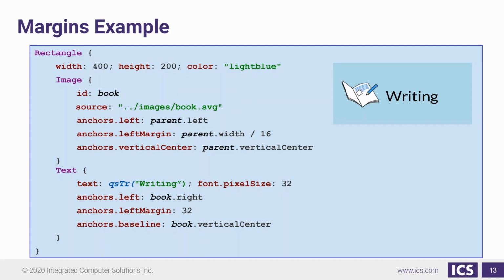Here's another example. We're anchoring our image's left anchor to the parent's left anchor and assigning a little bit of spacing. We're also centering our image vertically in the parent by setting anchors.verticalCenter. Now, if we look at the text item, we see this anchors.baseline. This is another anchor that we have that corresponds to the imaginary line on which the text will sit. Here, we're anchoring that text's baseline to the book's vertical center. So in other words, the text will sit along the vertical center of the book.